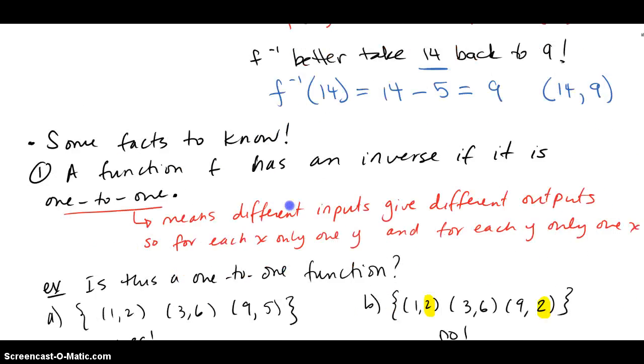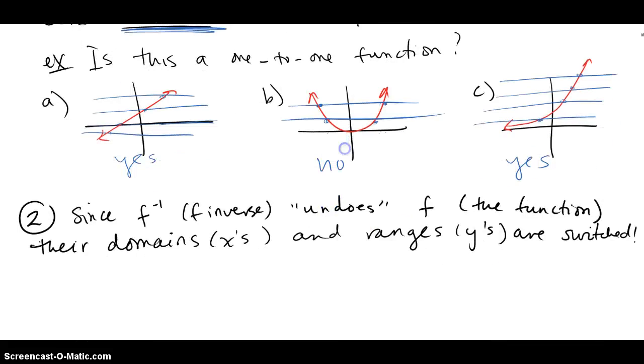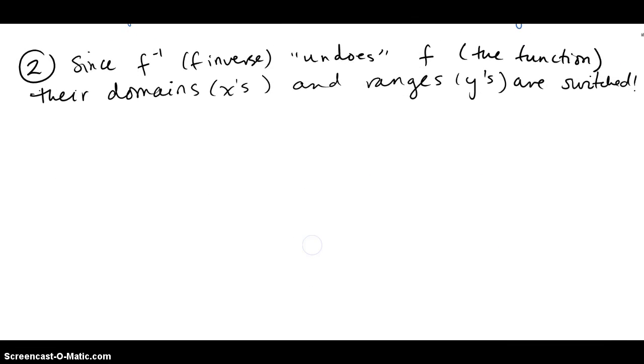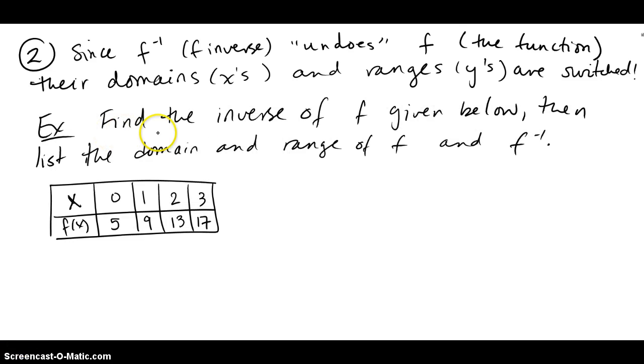So that's an important fact to know, along with number 1, which is a function has to be 1-to-1 for it to have an inverse. The second fact is two inverses always have their domains and ranges switched. Let's look at an example. It says find the inverse of f given below, then list the domain and range of f and f inverse.